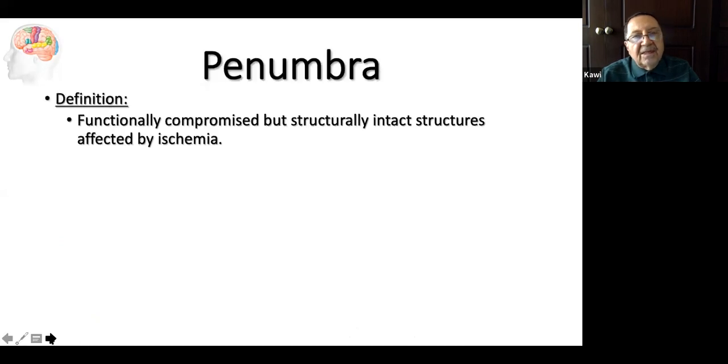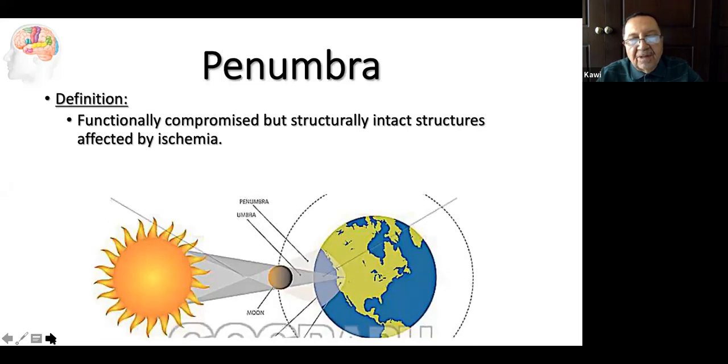Now, there is the concept of the penumbra. A penumbra is defined as the functionally compromised but structurally intact tissue, which is affected by ischemia. Where did they bring this word penumbra? They borrowed it from the geophysicists, where we know when there is an eclipse that there are 2 areas on the Earth. There is a central area, which is called the umbra, which is total darkness, where the moon covers the whole ball of the sun. So it is total darkness.